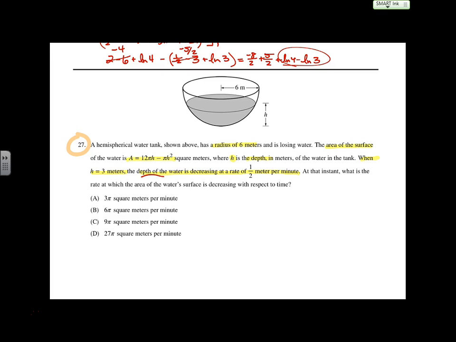When they say the depth of the water is decreasing, we can say dH dt. What is depth? H. So the depth is decreasing at a rate, that's a derivative, dH dt. Decreasing is negative 1/2 meters per minute. They're asking you to find at that instant what is the rate of the surface. Surface, if you look up above, is A. So find dA dt, the rate of A. And they said at that instant, so when h is 3.